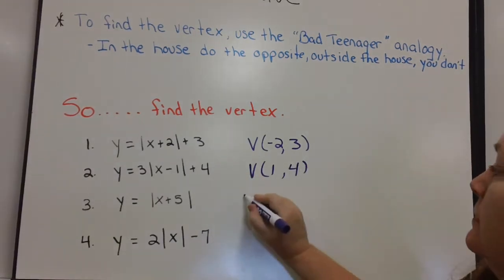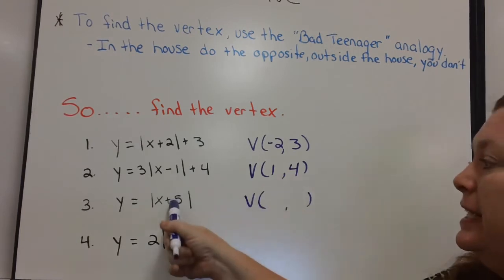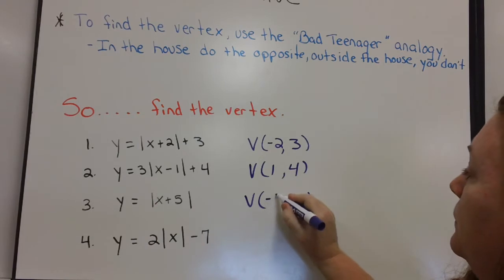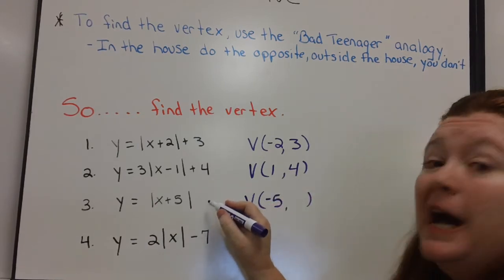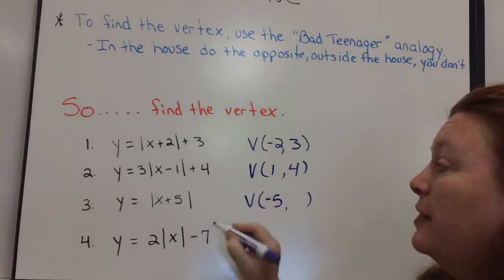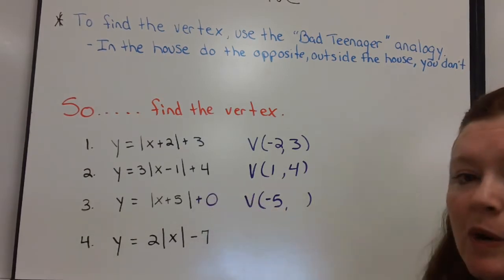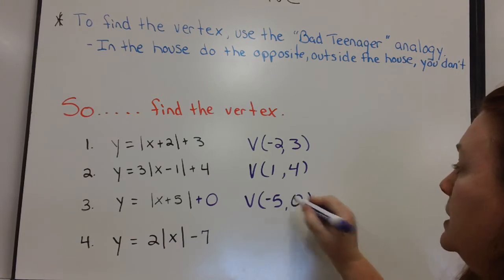Okay, let's try it again. Inside the house, do the opposite, -5. Outside the house, I don't see anything outside the house. This is the same thing as +0. So I'm going to put a 0 here.